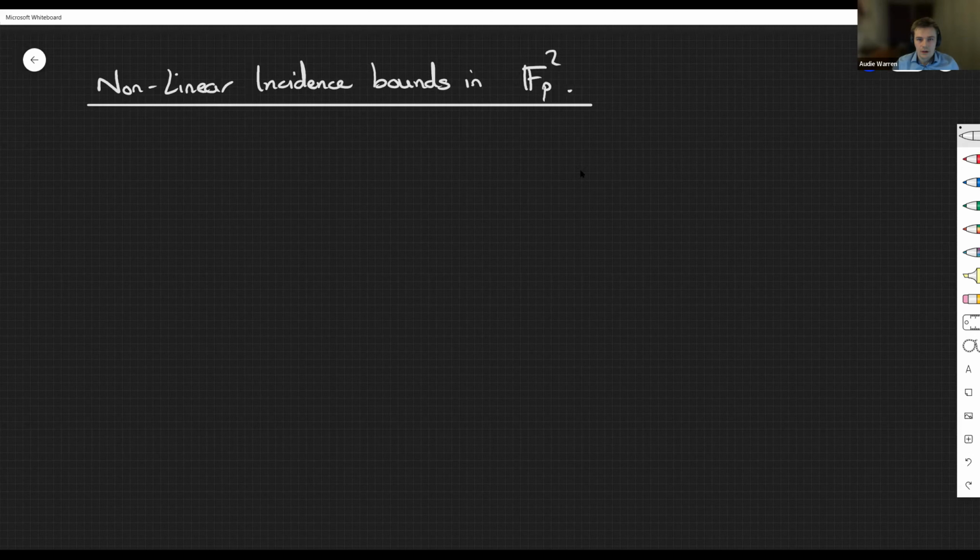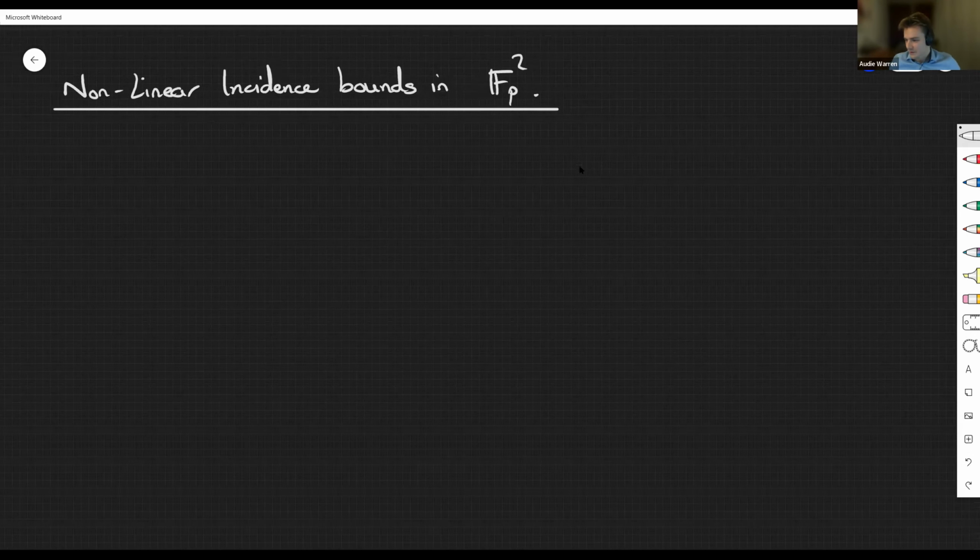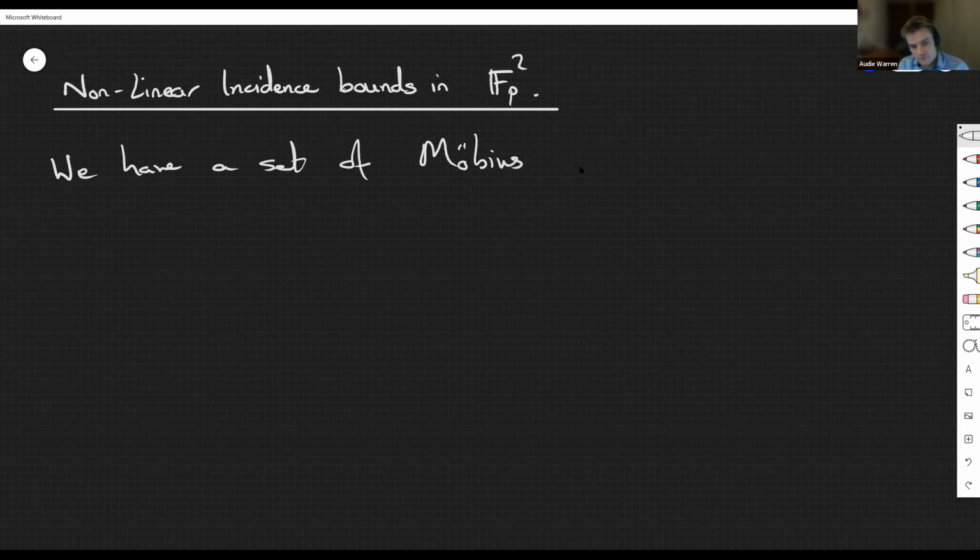Here we are. I don't want to give any technical details at all. I'm just going to give the idea of the proof, which I think is very simple. So what do we have? We have a set of these Möbius transformations. Let's call it T.